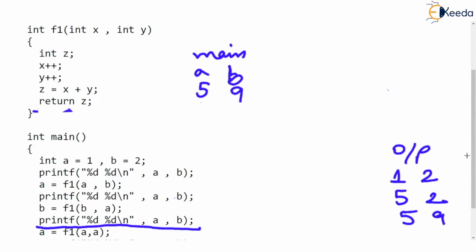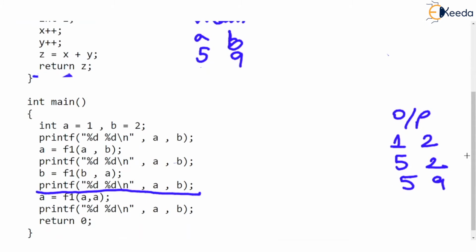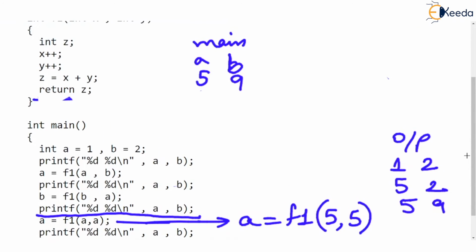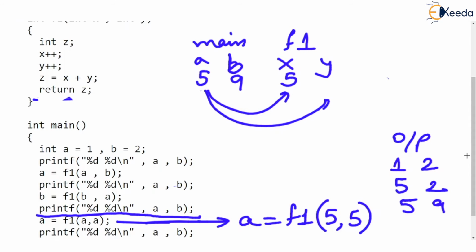That's it. Now let's have a look at the next call to the function. The next call to the function is A should store the value of f1, which is called by passing the value of A. Listen, the value of A is 5 and again the value of A, which is 5. So it's very easy to understand now that when the f1 function begins, parameter x will receive the value of A, parameter y will also receive the value of A, isn't it?